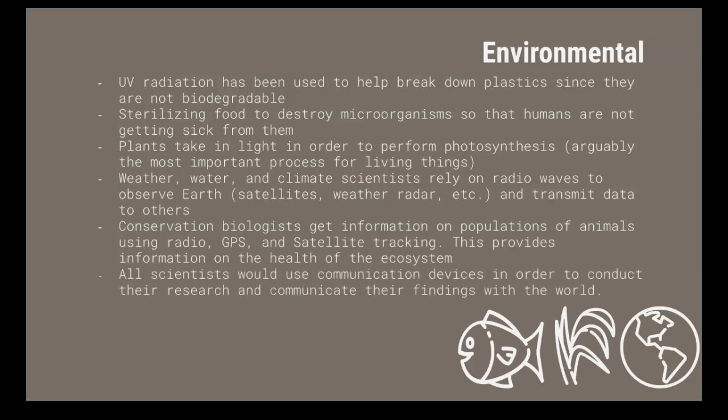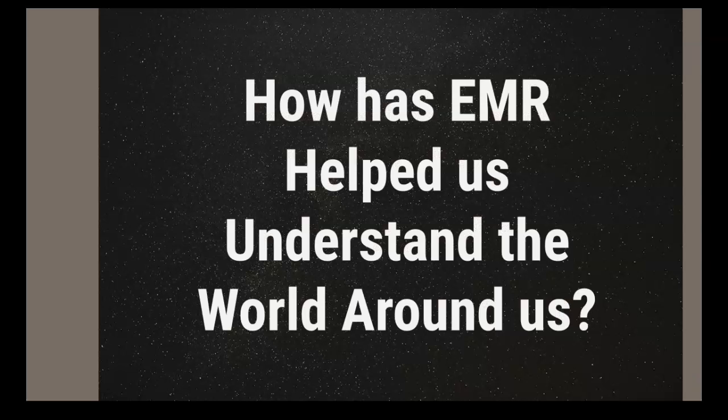And then also all scientists would use communication devices, so like cell phones and computers, internet, Wi-Fi, GPS tracking. All of those things would be able to be used by scientists in order to get information about the environment, in order to actually then share that information with the world. So I thought that was also important to mention.